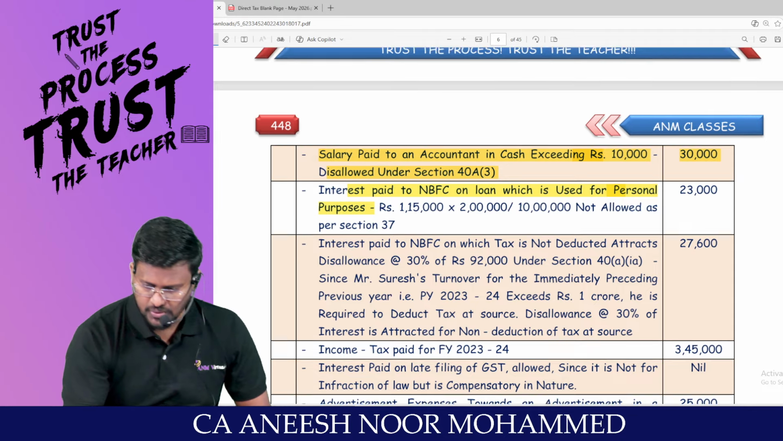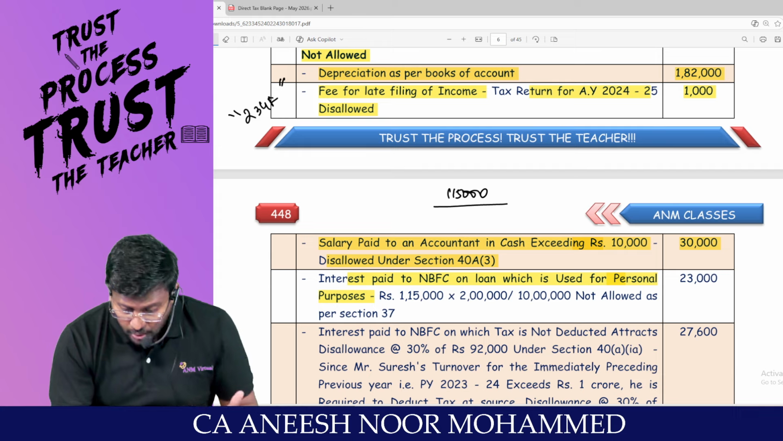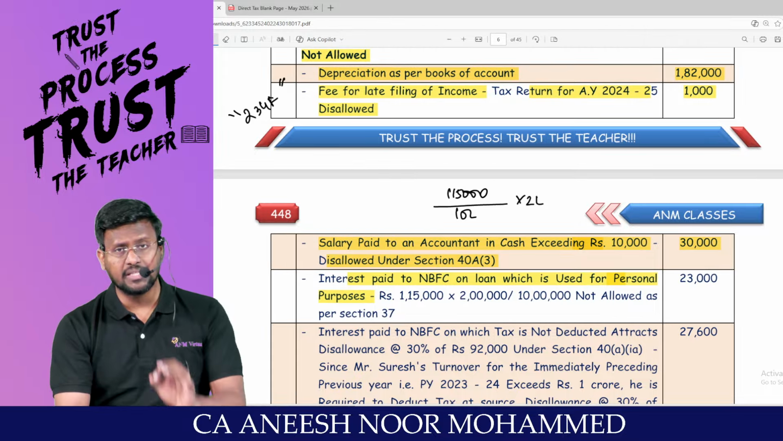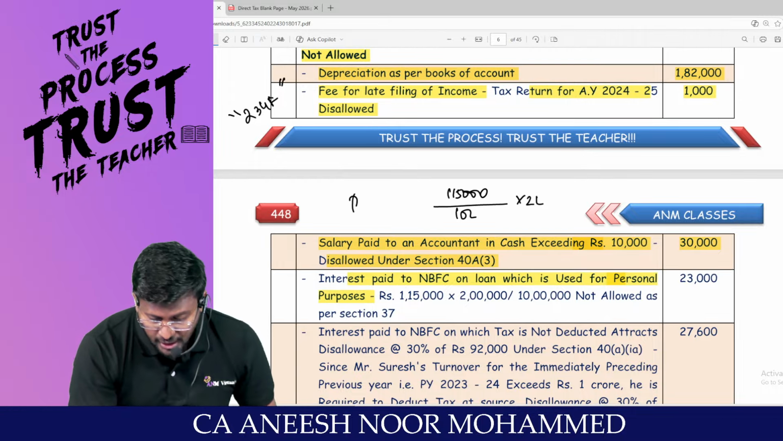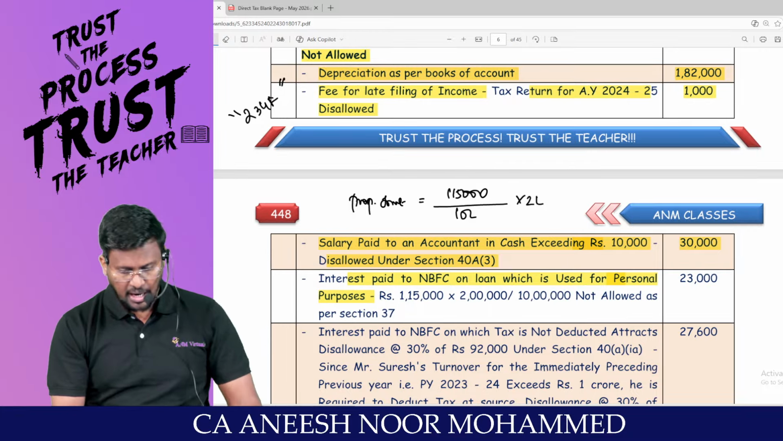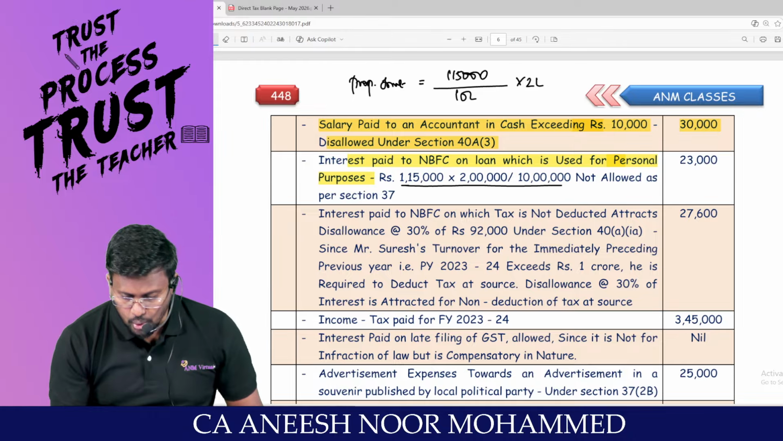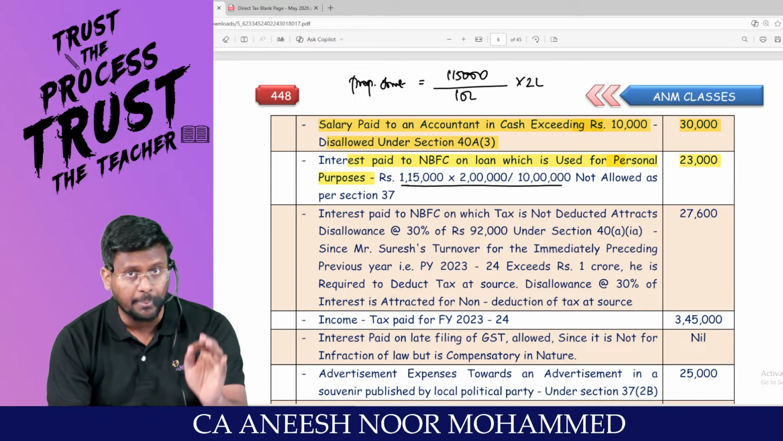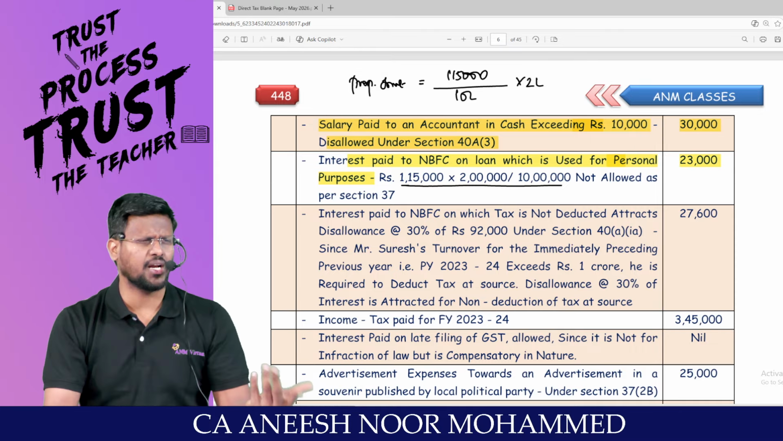In question, if you see, 1,15,000 is the total interest paid for a total loan amount of 10 lakh. Out of that 10 lakh, 2 lakh rupees is the amount which has been used for personal purpose. So, proportionate interest they are calculating. How to calculate? 1,15,000 divided by 10 lakh into 2 lakh comes to 23,000. Should be added back. Because this much amount of loan has been used for personal purpose.